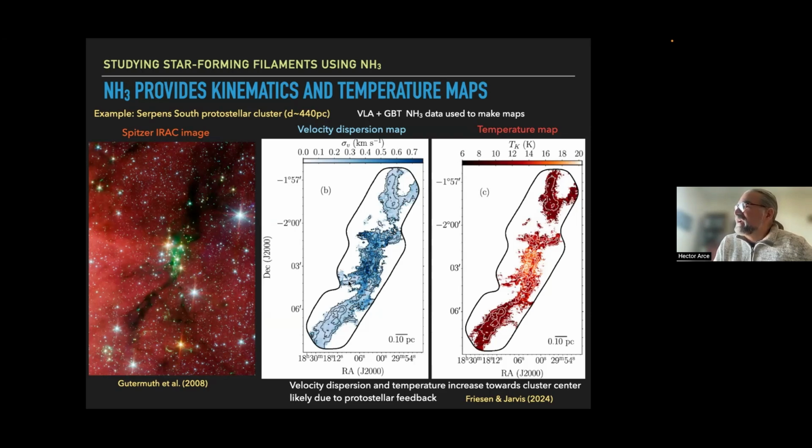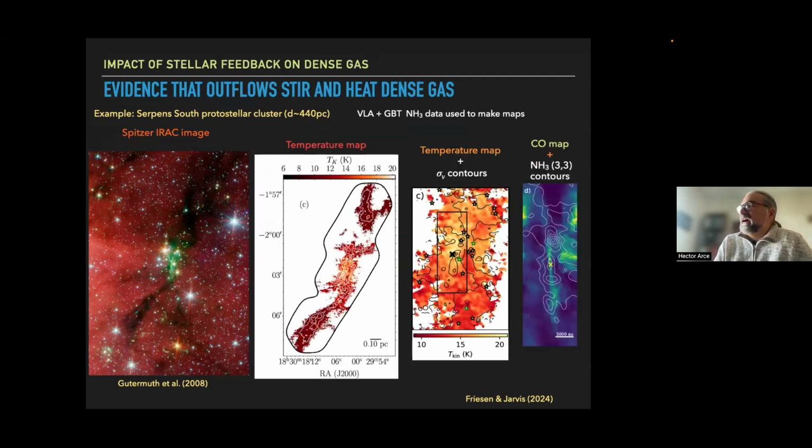And again, you can study the velocity dispersion of the gas, which you see is lower at the outskirts here and higher in the center. And you can derive a temperature map, which again, you see is lower in the filaments here and higher towards the center where you see the stars. And this is most likely due to outflows in the region. There are many stars there.